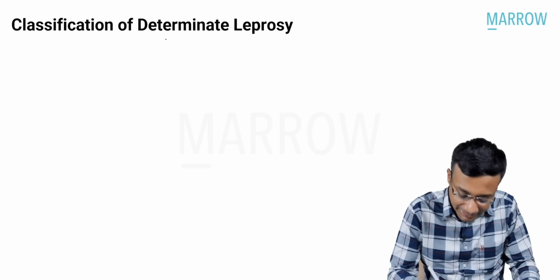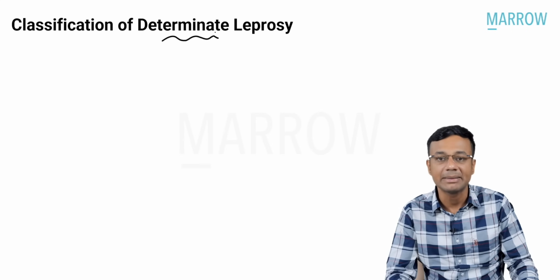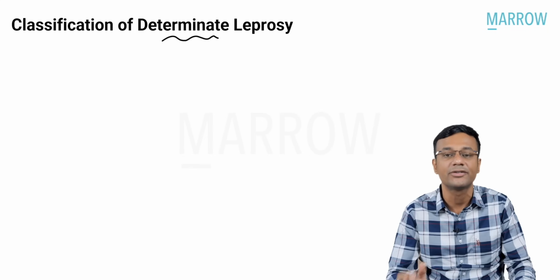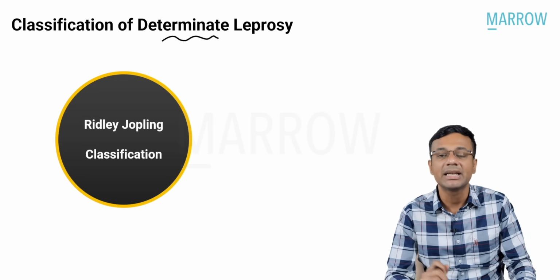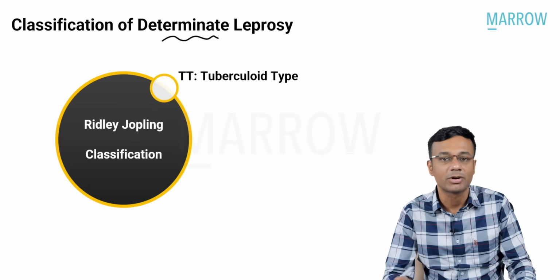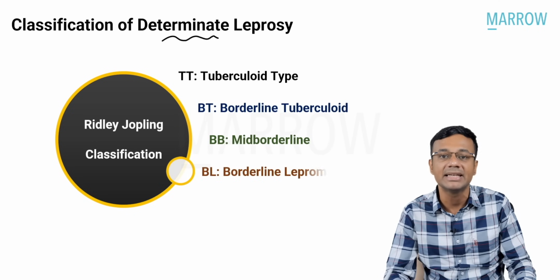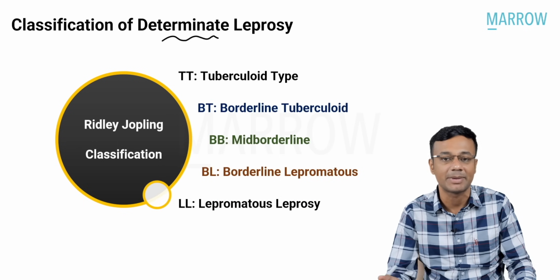Next, we go on to determinate leprosy. What do I mean by determinate leprosy? That means here the CMI is well established. That means you will definitely get a definitive form of leprosy here. This has been classified by Ridley and Jopling into 5 important types. TT leprosy, which is tuberculoid type. BT is borderline tuberculoid. BB is mid borderline. BL is borderline lepromatous, and LL is lepromatous leprosy.